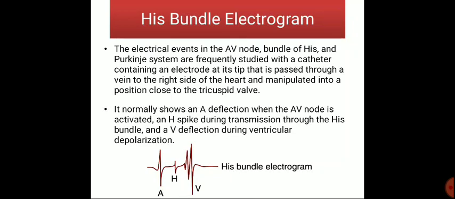Now His bundle electrogram. The electrical events in AV node, bundle of His and Purkinje system are frequently studied with a catheter containing an electrode at its tip that is passed through a vein to the right side of the heart and manipulated into position close to the tricuspid valve. It normally shows A deflection when the AV node is activated, H spike during transmission through His bundle, and V deflection during the ventricular depolarization.